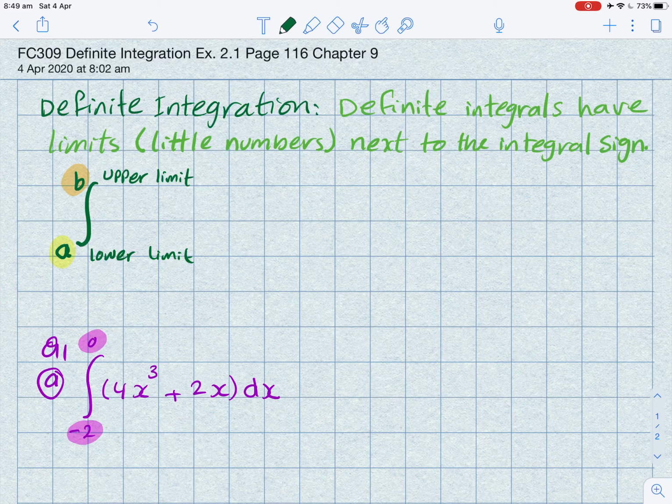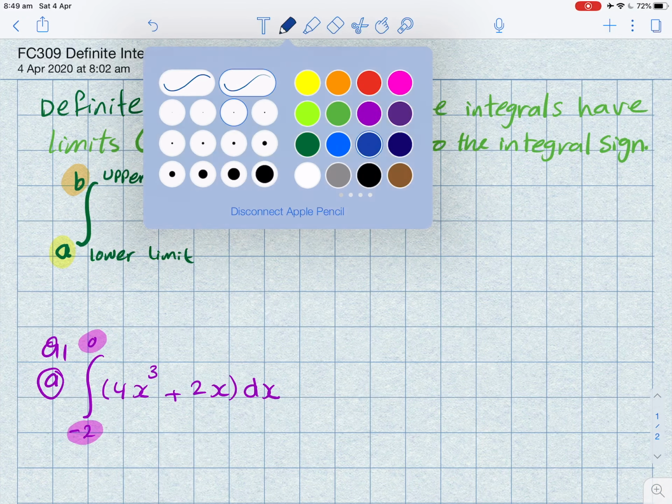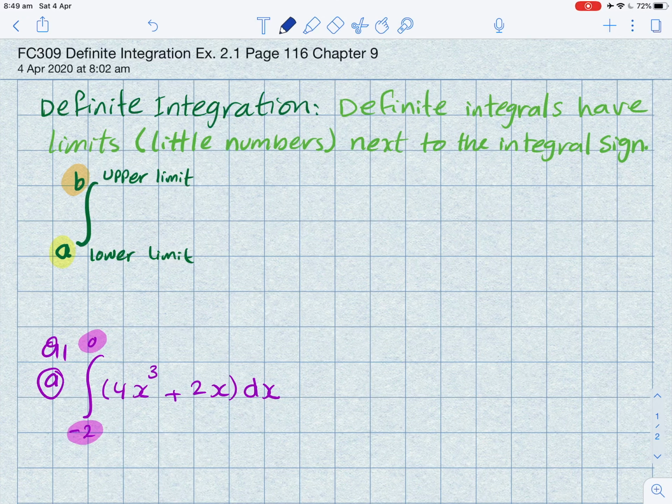I would also like to remind you, I'm sure you know this, that when we integrate, we always add 1 to the power. So we increase the power by 1 and then divide. First we add 1 to the power, and then we divide by the new power.